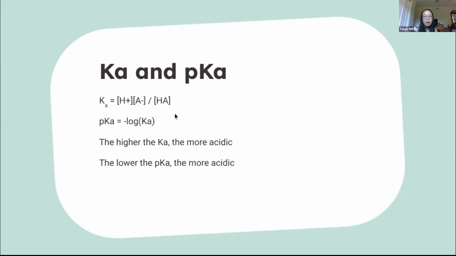So the higher the Ka, the more acidic it is. But since pKa is the negative log of it, that means the lower the pKa, the more acidic it is. And then very acidic substances will actually have a negative pKa.